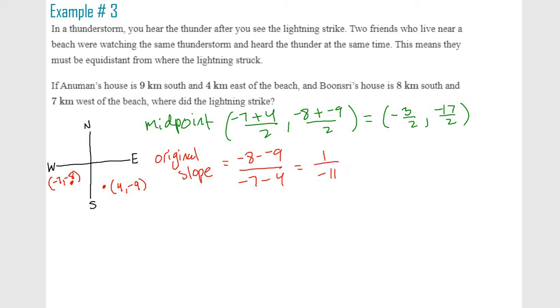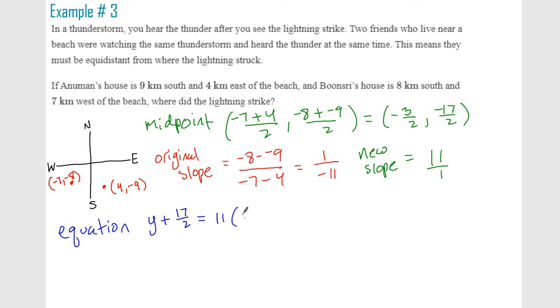Okay, so our new slope is going to be positive 11, or 11 over 1. So now we can write our equation. That is not how you do a Q. Okay, so the equation is going to be y plus 17 over 2 equals 11 times x plus 3 over 2.